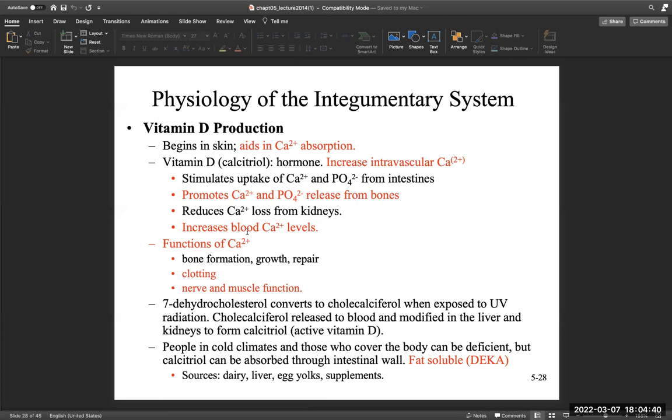If your blood calcium levels are low, guess what? You're going to destroy more bones, release that calcium from the bones, and introduce it into the bloodstream. So it's best to take that vitamin D and calcium at the same time.